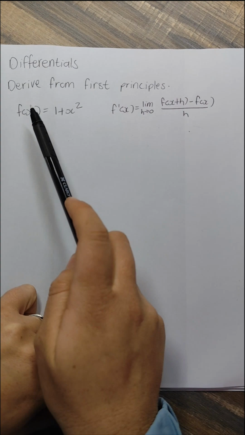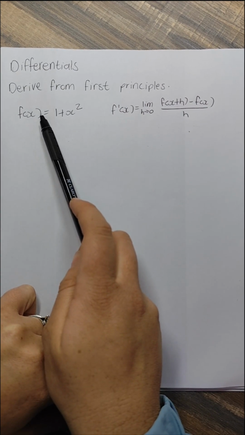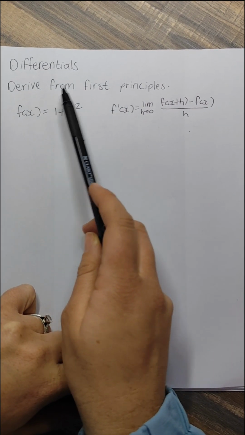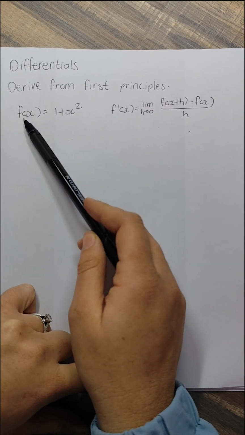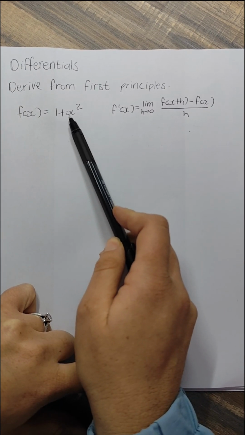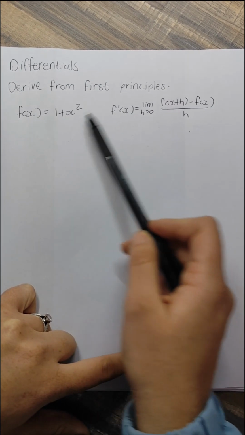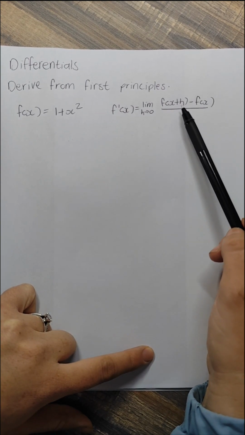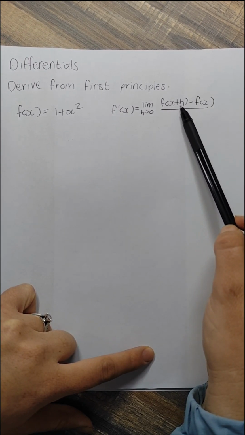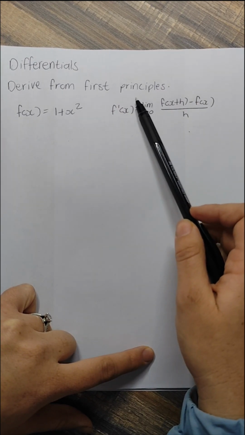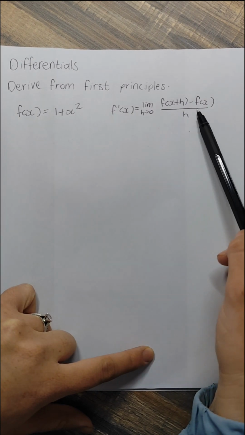Okay, so now we're going to do an example where we have to derive from first principles the following: f(x) = 1 + x squared. By looking at this formula, we know that we need an f(x + h) and an f(x). This is found on your formula sheet, just as a reminder.